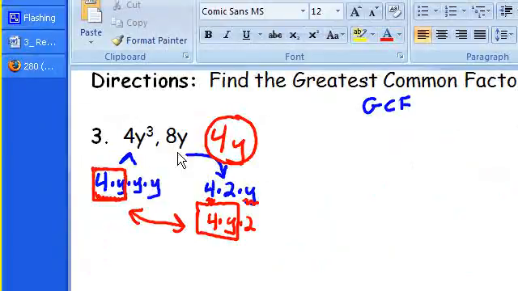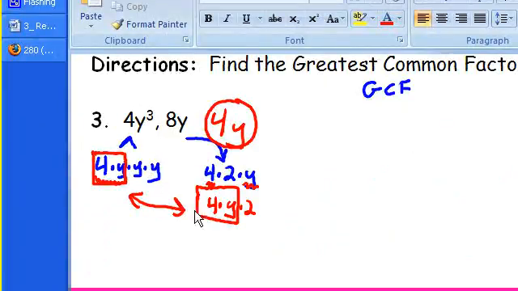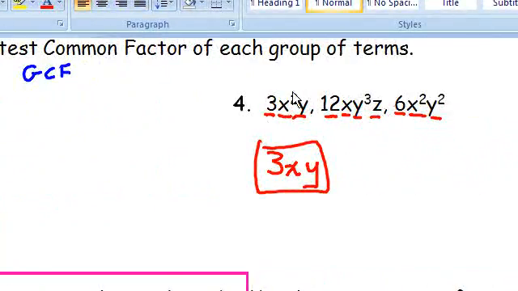So you can either do it this way. You could break down the whole factorization and point out what common factors there are, or you can kind of just go term by term by term and see what is the greatest common factor for each little number or variable.